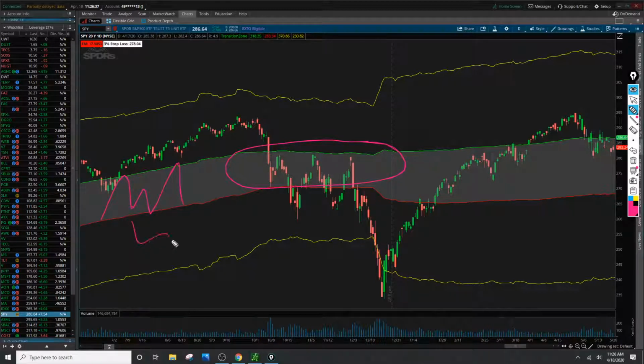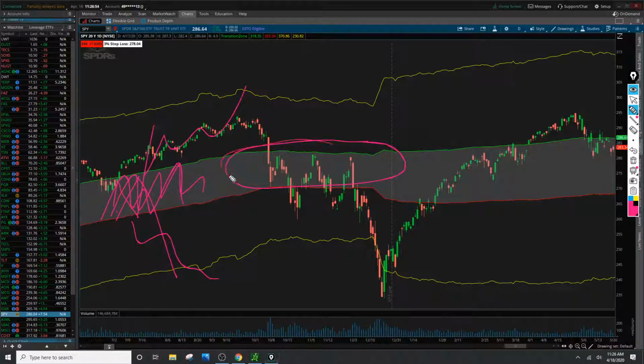Because when it's below this, it's downtrending. When it's above this, it's uptrending. But when it's in the middle, it can do whatever it likes, which means it can shoot up and then go down. It can go down and then shoot up. So we cannot predict the direction of a stock when it is inside the band.